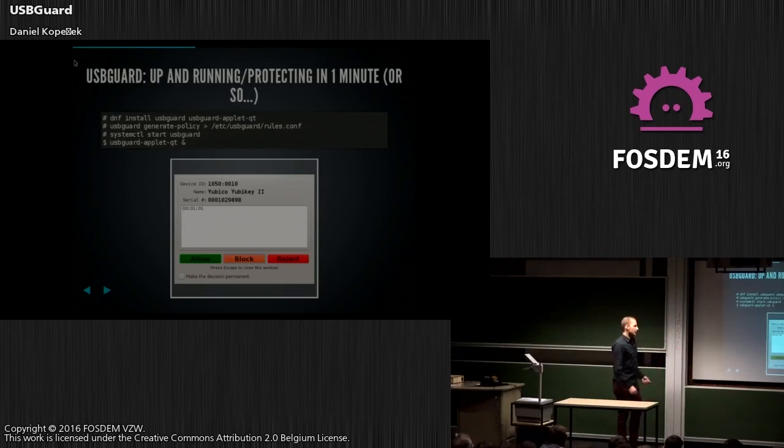You can also reject the device. That means that the device node will also be removed from the system. The kernel won't know about it anymore. You have to disconnect the device and connect it again.